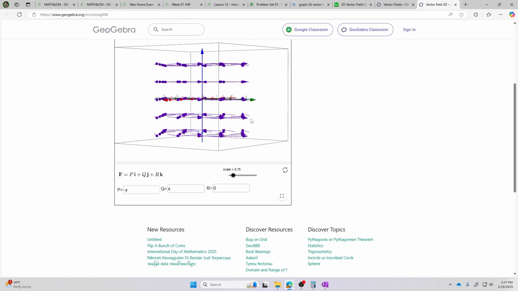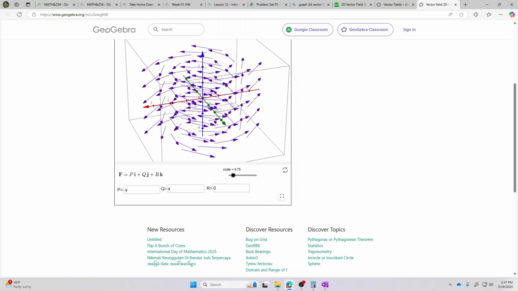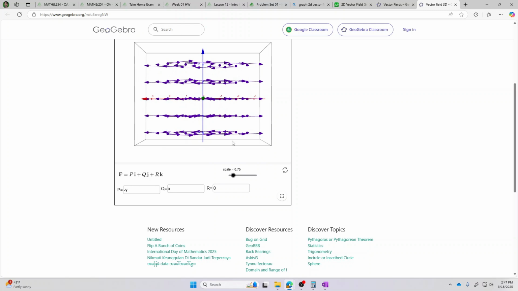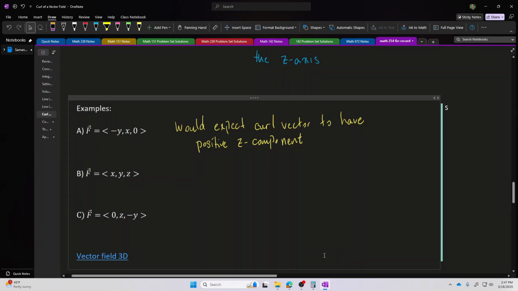And likewise, if I view this vector field and I see what's happening along the y-axis, if I look down the length of the y-axis, I'm not really seeing any swirling around the y-axis here either. So I'm expecting probably the curl to have a 0 in both the x and the y components.